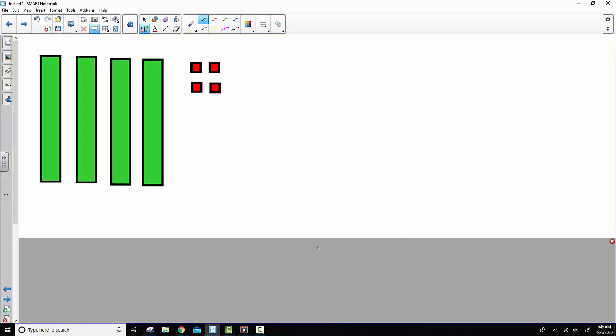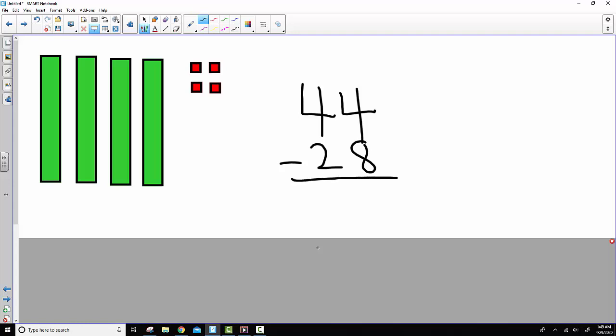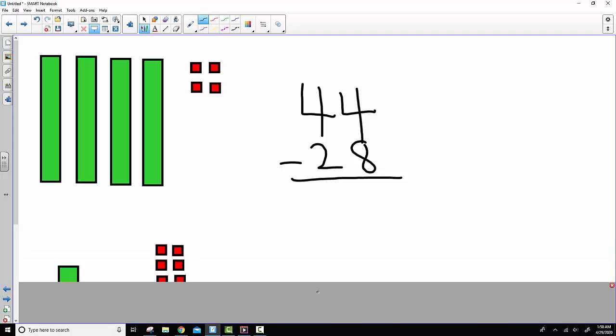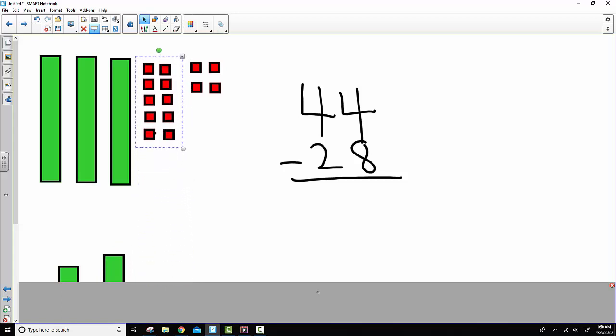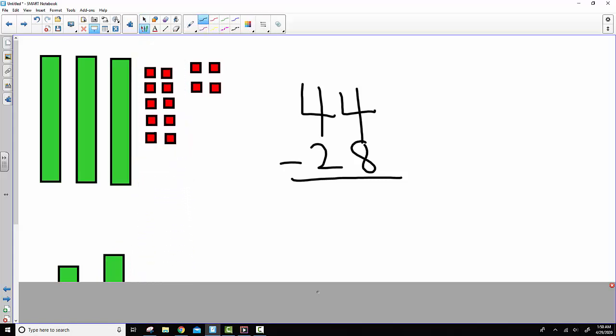This time we see we have 4 tens and 4 ones. So we have 44. Let's subtract 28 from 44. Again, you start in the ones column. 4 ones subtracting 8 ones. It's impossible. You can't do it. So we need to exchange one of our tens for 10 ones. And again, we will exchange 1 ten for 10 ones.